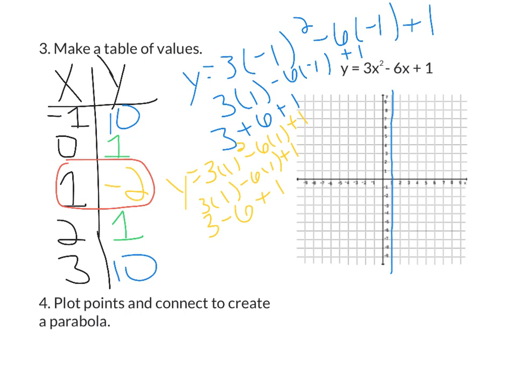My fourth and final step is just going to be to plot the points and connect them to create a parabola, or a U-shaped graph. Now that my points are plotted, I connect them, and I have graphed my equation in standard form.